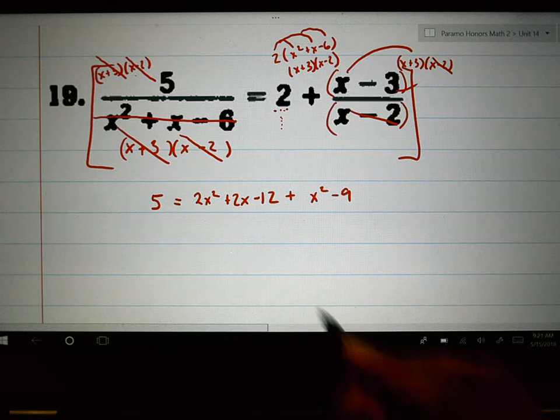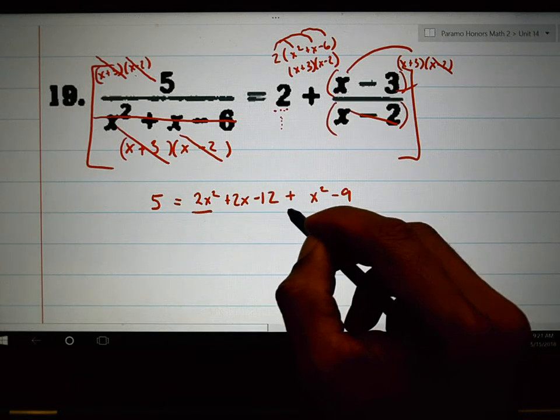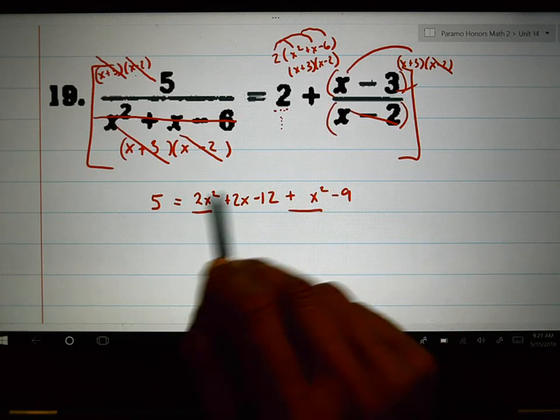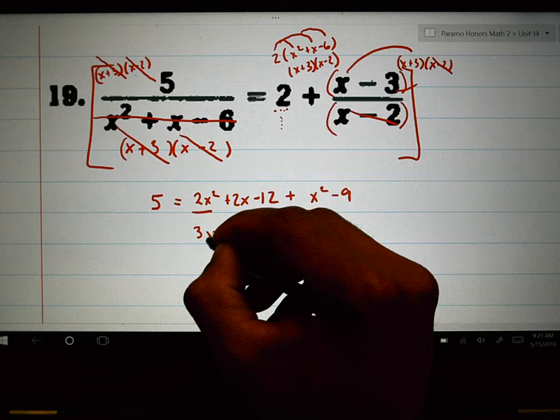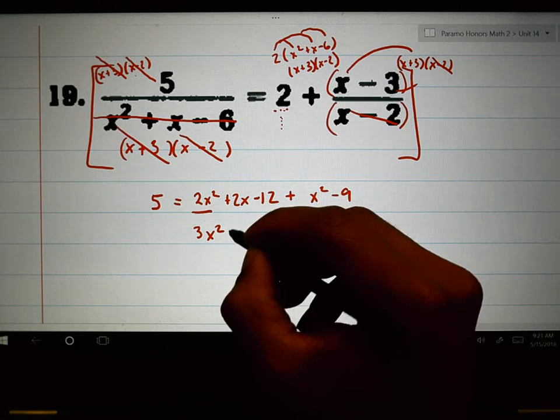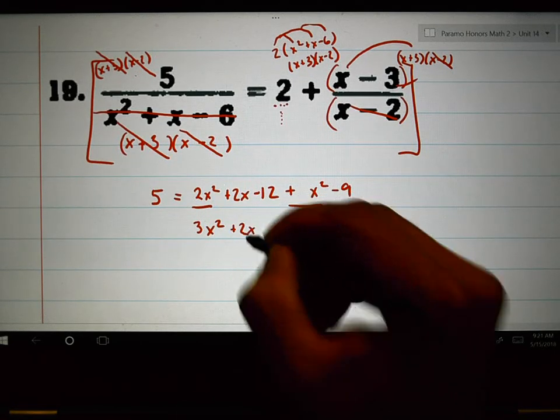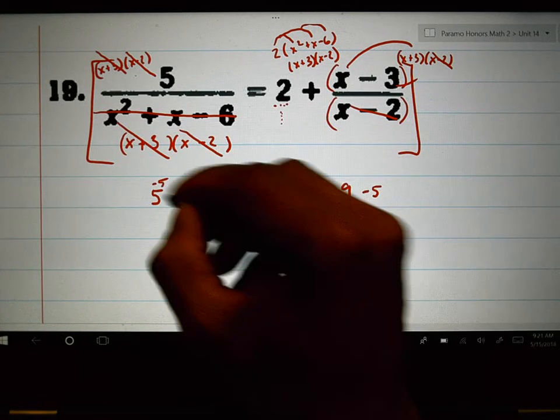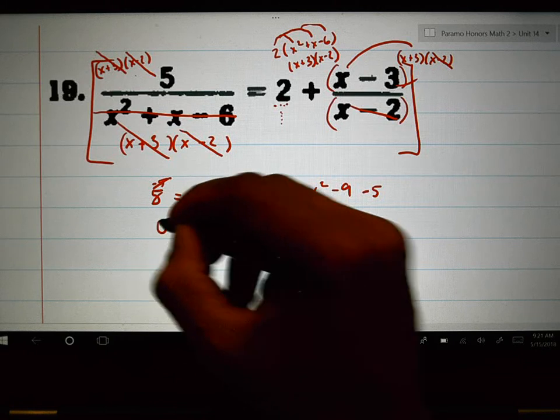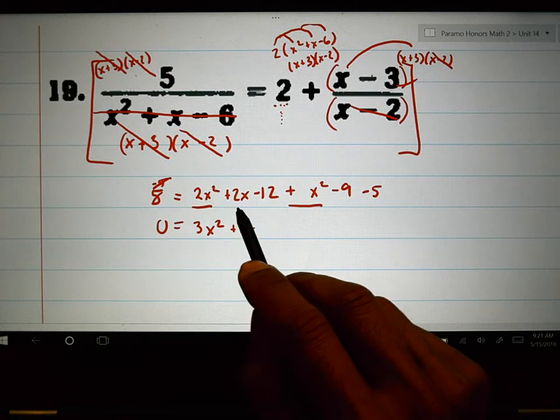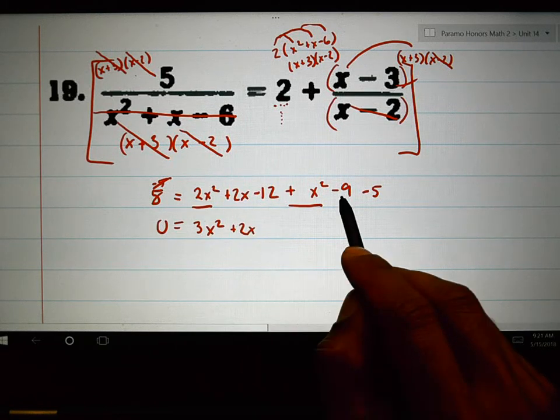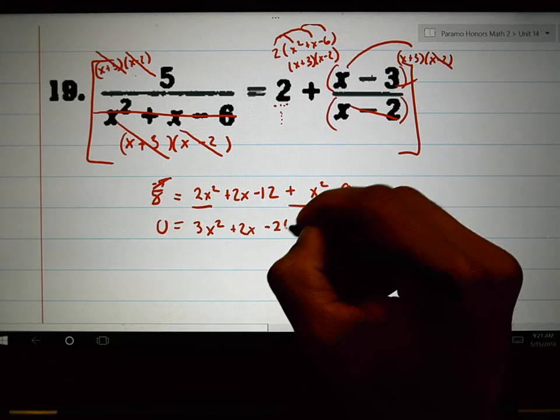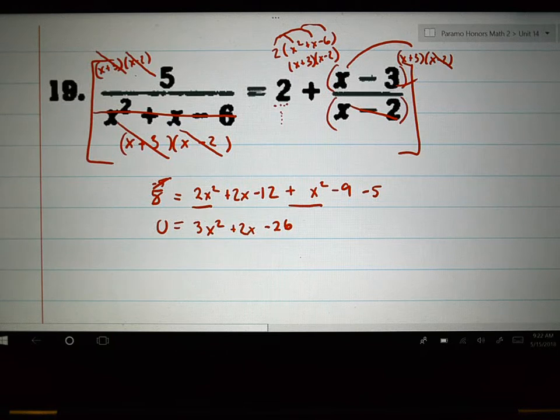So now all I do is combine like terms. Since these are on the same side, I just put them together. 2x squared plus 1x squared makes 3x squared plus 2x. I'm going to subtract this 5 at the same time. That way it's equal to 0. And we have negative 12. Negative 9, negative 5, negative 14. How about negative 26? Is that what you guys got? Mm-hmm. Thank you. That gives me more confidence.